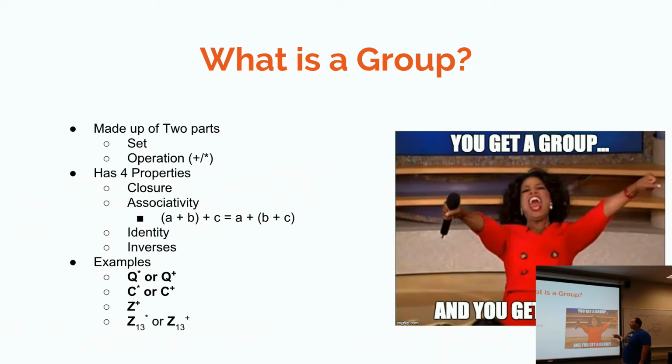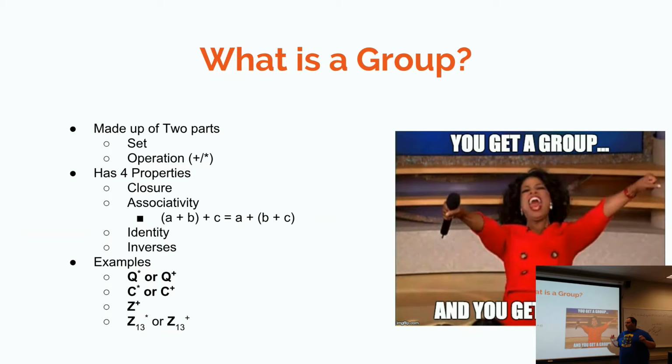So what is a group? We're going to start with something that's called a group. It's made up of two parts, a set and an operation. A set is just a collection of things, and an operation is what you can do with those things. Pretty straightforward. Those things could be numbers, and an operation could be addition. You can add numbers. That makes sense, right?